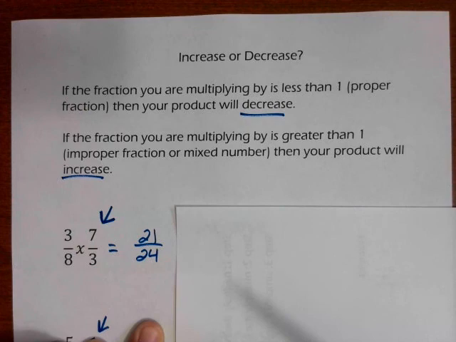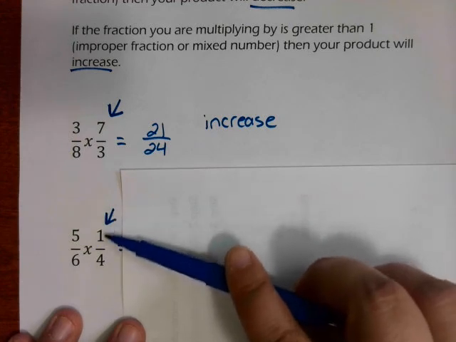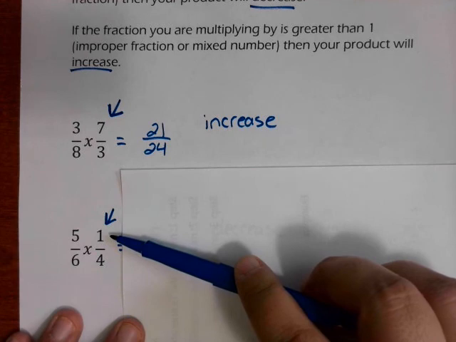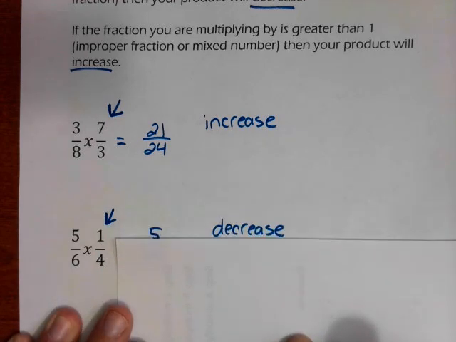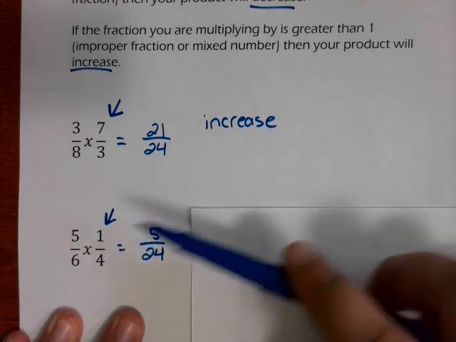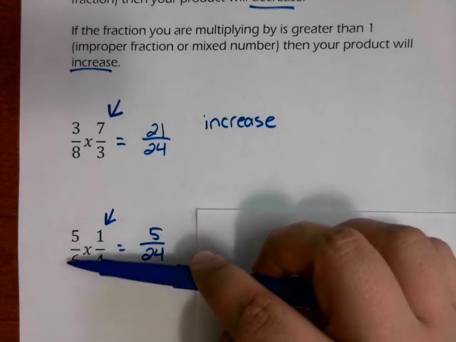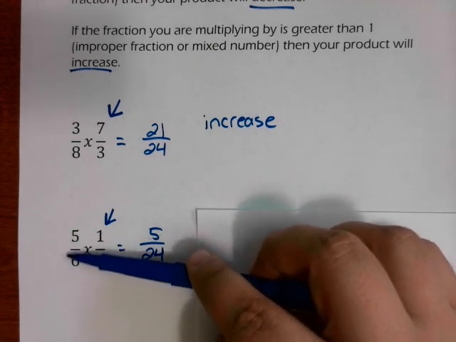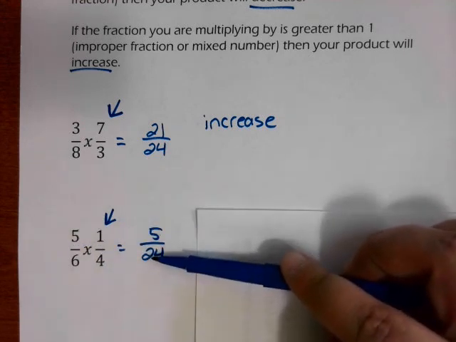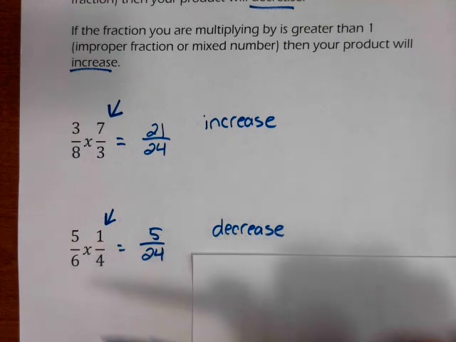So it did increase. All right, and right here we have 5/6 times 1/4. Again, we're looking at that second fraction. Because this fraction is less than 1, our product is going to decrease. It's going to decrease in value. So if I multiply straight across, which we're going to learn in a minute, I get 5 over 24. Now 5/6 was almost the whole. 5 out of 6 is almost the whole, so that's almost 1 whole. But 5 over 24 is way less than half, so it did hold true that our product decreased from 5/6.